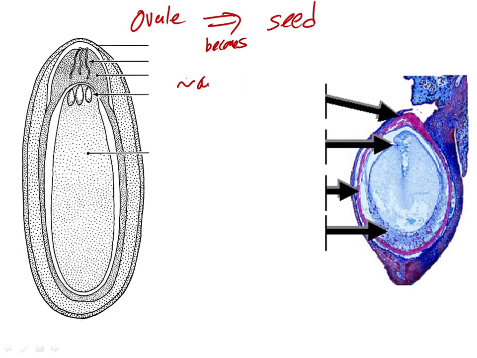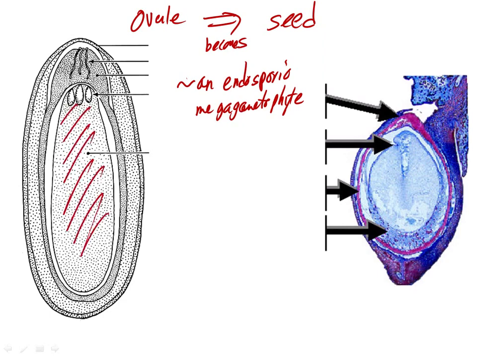an endosporic megagametophyte. And of course, all the associated structures that go with it, megagametophyte, the archegonia, the egg, and all that's in there. So we can find that here. I'm not going to label everything here. We will come back to this diagram and label it later.